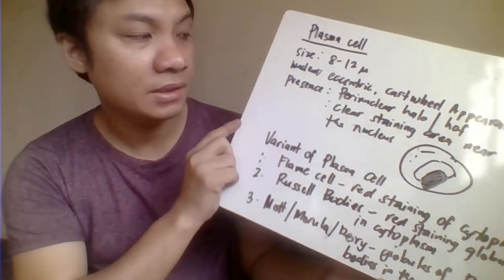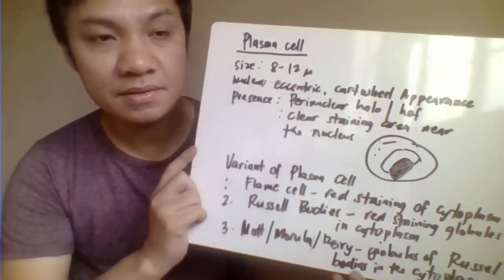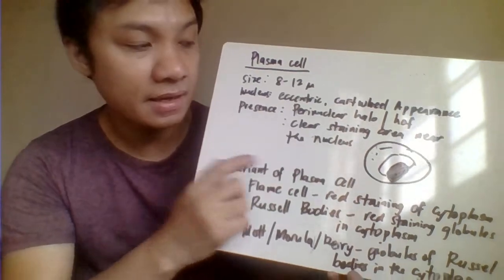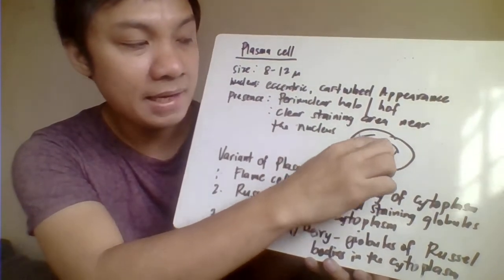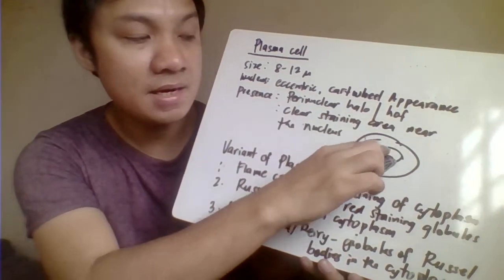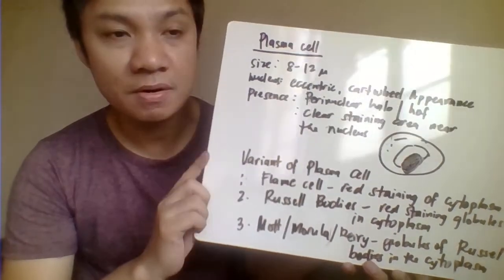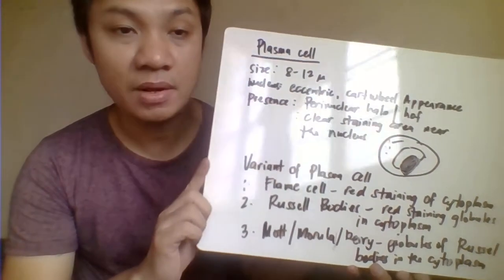Okay, it is also characterized by the presence of a clear staining area. So this one's your nucleus, may clear area near the nucleus. You call it your perinuclear halo, or you call it the hof.